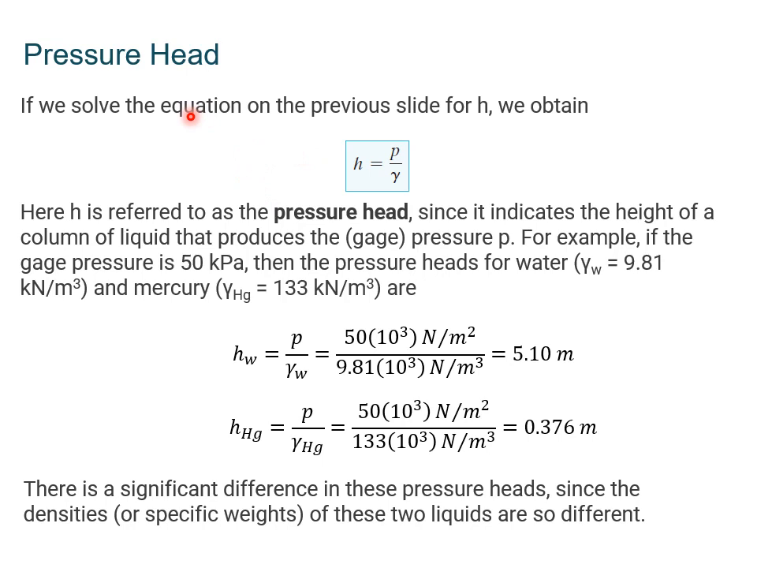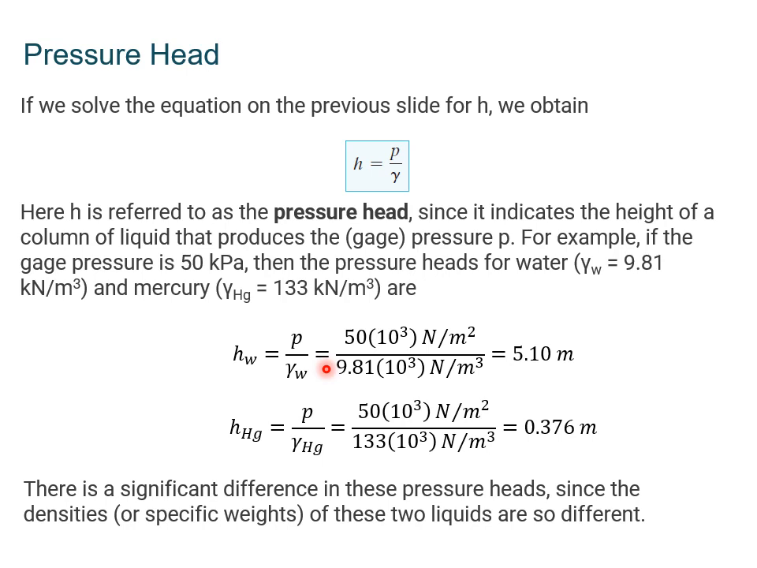Now, if we solve the previous equation for H, we get pressure divided by gamma. And this is often referred to as what's called the pressure head. And what this indicates is the height of a column of liquid that produces the gauge pressure. So for example, let's say the gauge pressure is 50 kilopascals. Then the pressure heads for water and mercury can be calculated as follows.